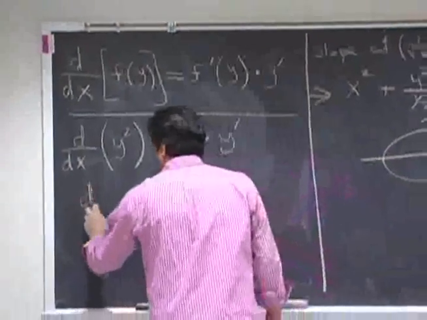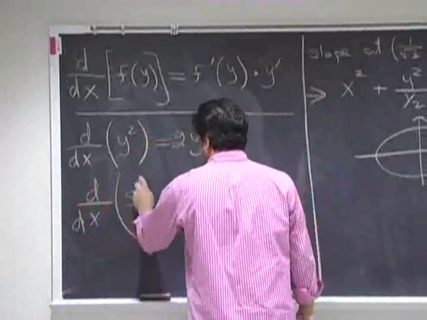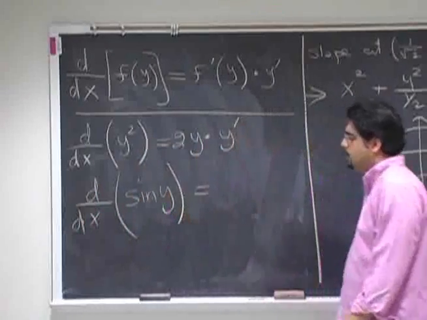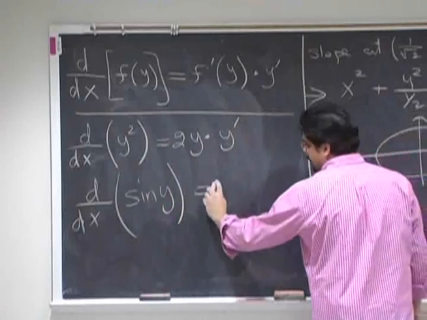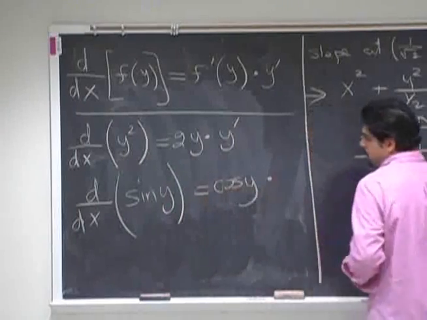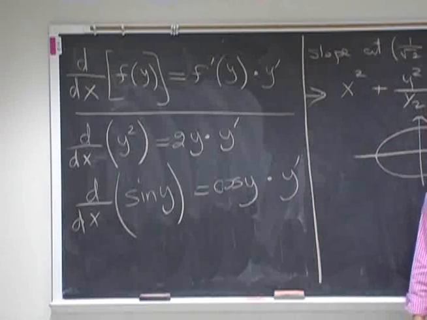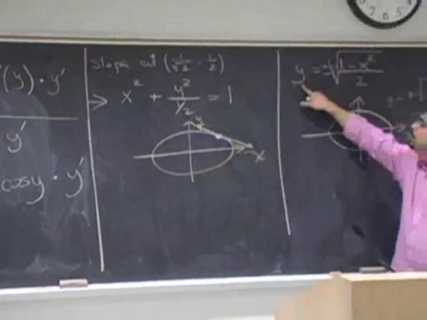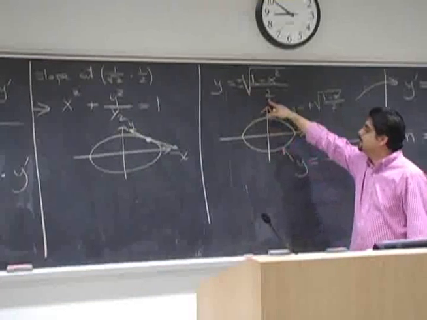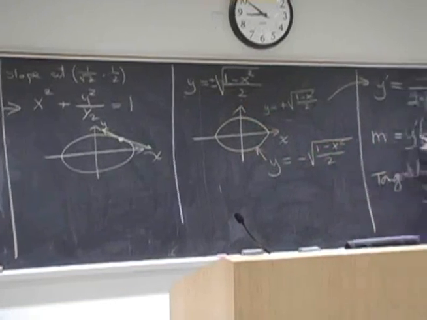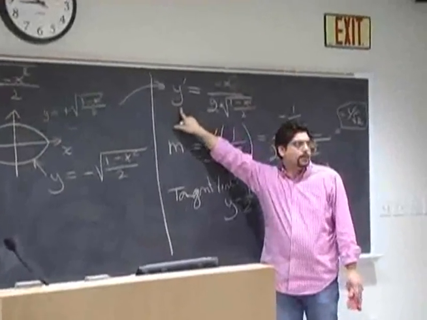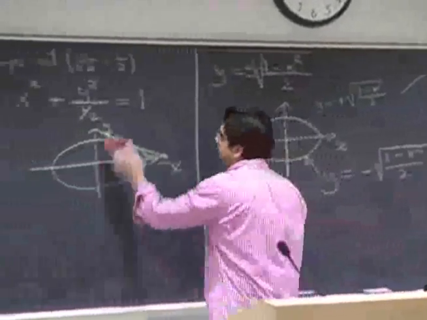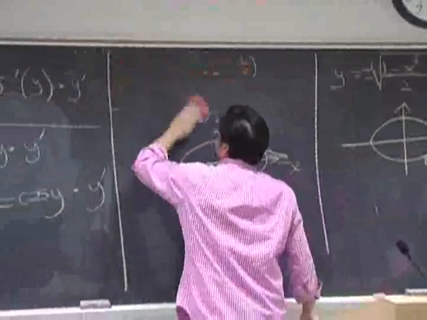Let's do one more. d/dx of sine y. What's the outer function? Sine. So this would be cosine y times y prime. Does that make sense? Well, if we can do that using the chain rule, then you don't have to do any of this. The reason we did this is because we wanted to solve y in terms of x, so we could get dy/dx, right? But we can get dy/dx another way.